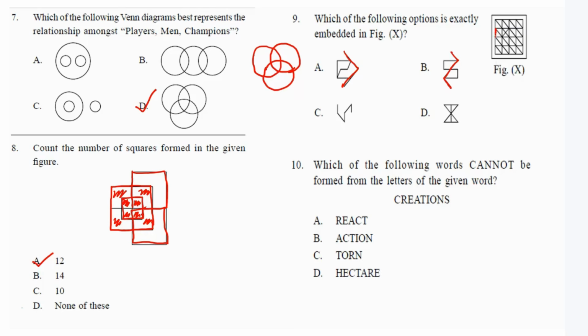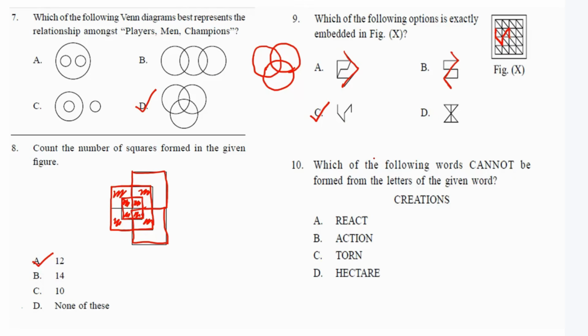This will be starting from here. It will go like this. Then it can go like this. Then it can go like this, the pattern, and then this, right? So the figure C can be exactly embedded inside the figure X. So option C will be the correct answer.